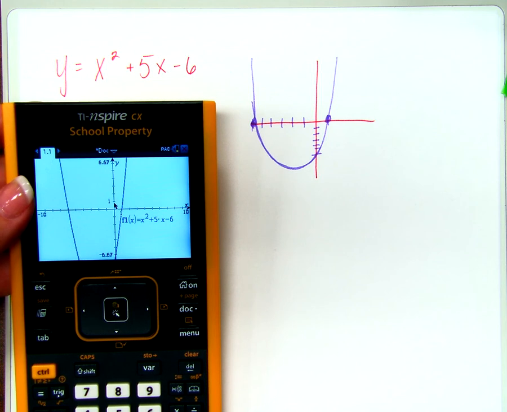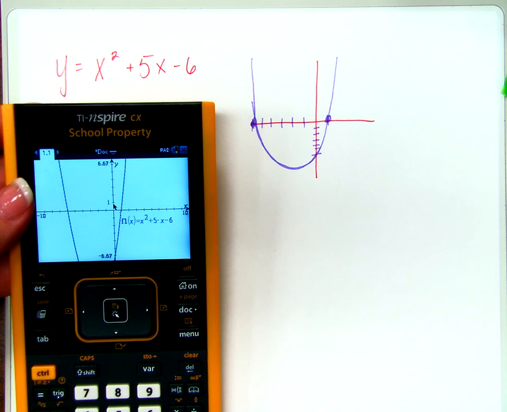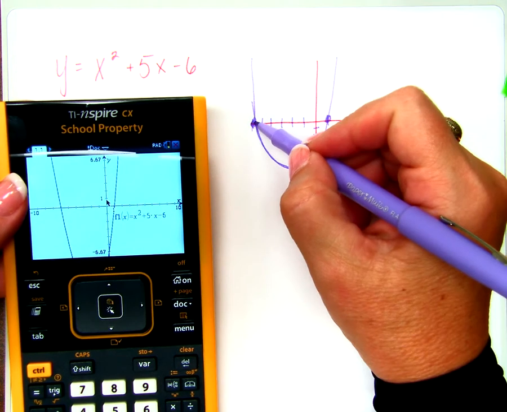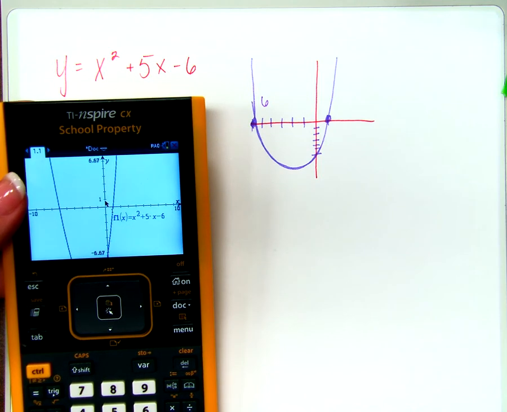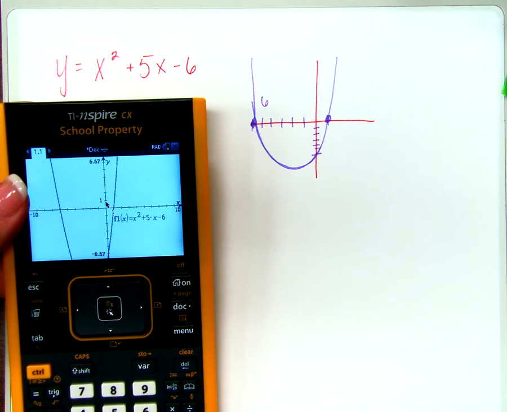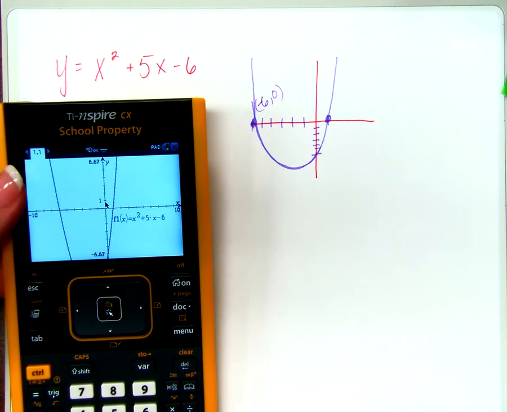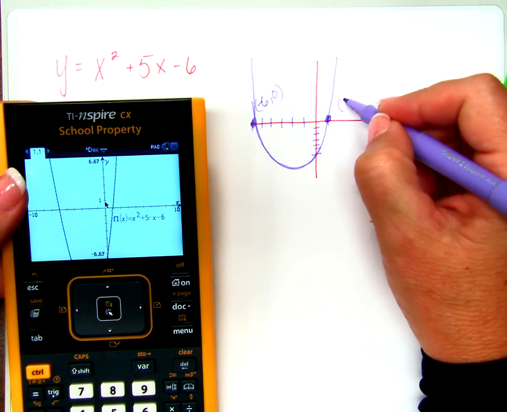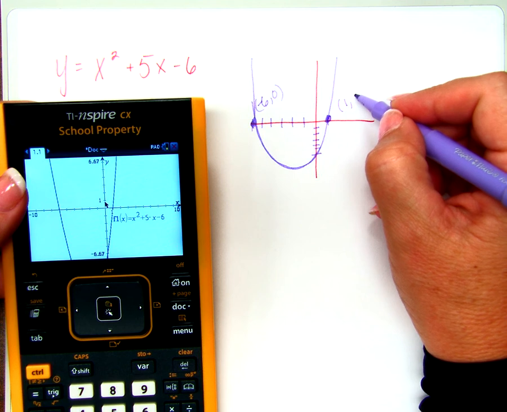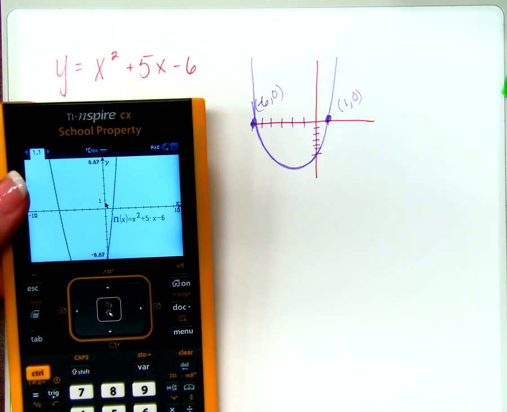So where are the solutions? The x-intercepts. The x-intercepts are the solutions. What are the x-intercepts? Negative 6. Is that how we write an x-intercept? x equals negative 6? How about negative 6, 0? Is an x-intercept a point? Sure. So what's this one? That's 1, 0. Right?